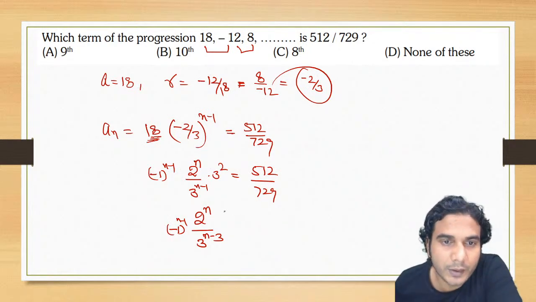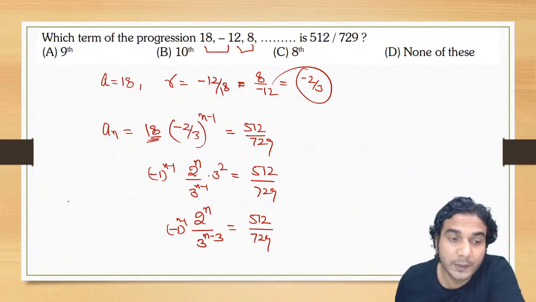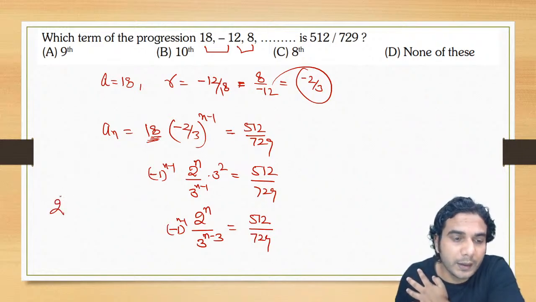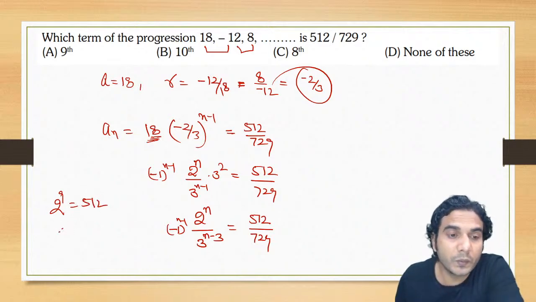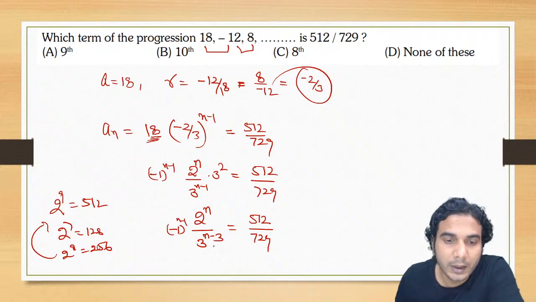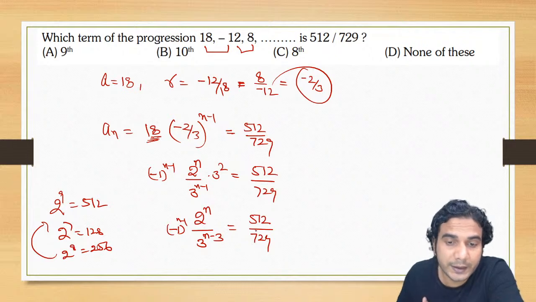Let me check the calculation part again. So it is equal to 512 upon 729. If you compare, 2 raised to 9 is equal to 512. 2 raised to 7 is 128, 2 raised to 8 is 256, and 2 raised to 9 is this, right? Also check, if you put n equal to 9, it will be 3 raised to 6, and 3 raised to 6 is this number, right?